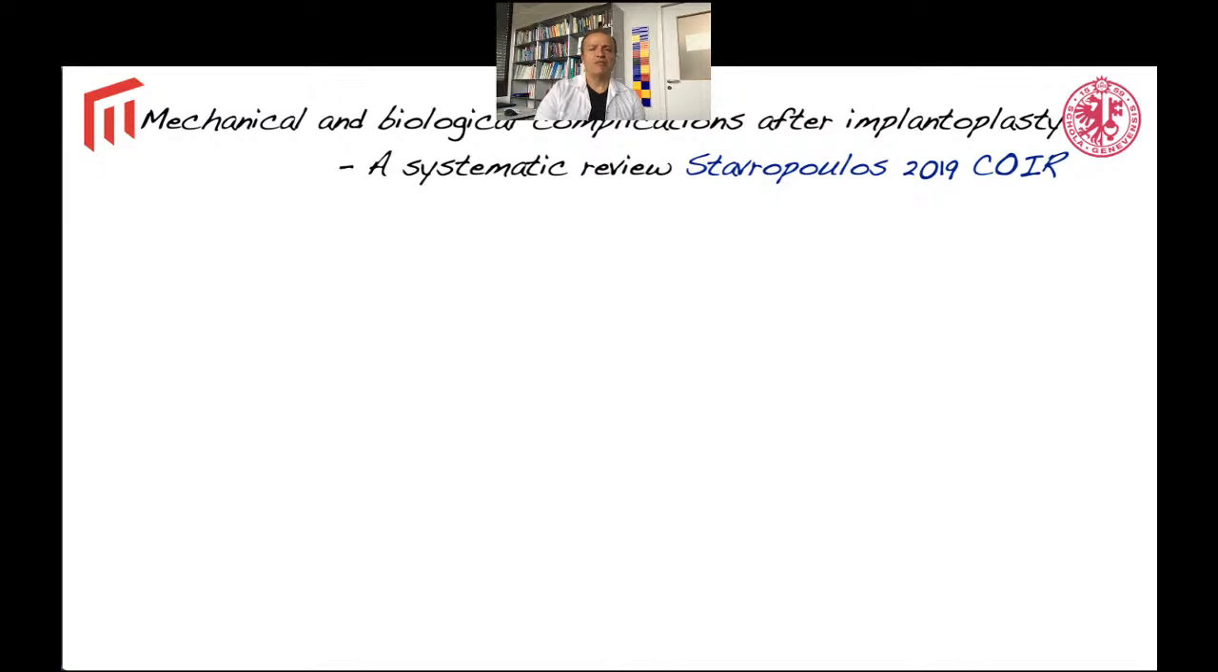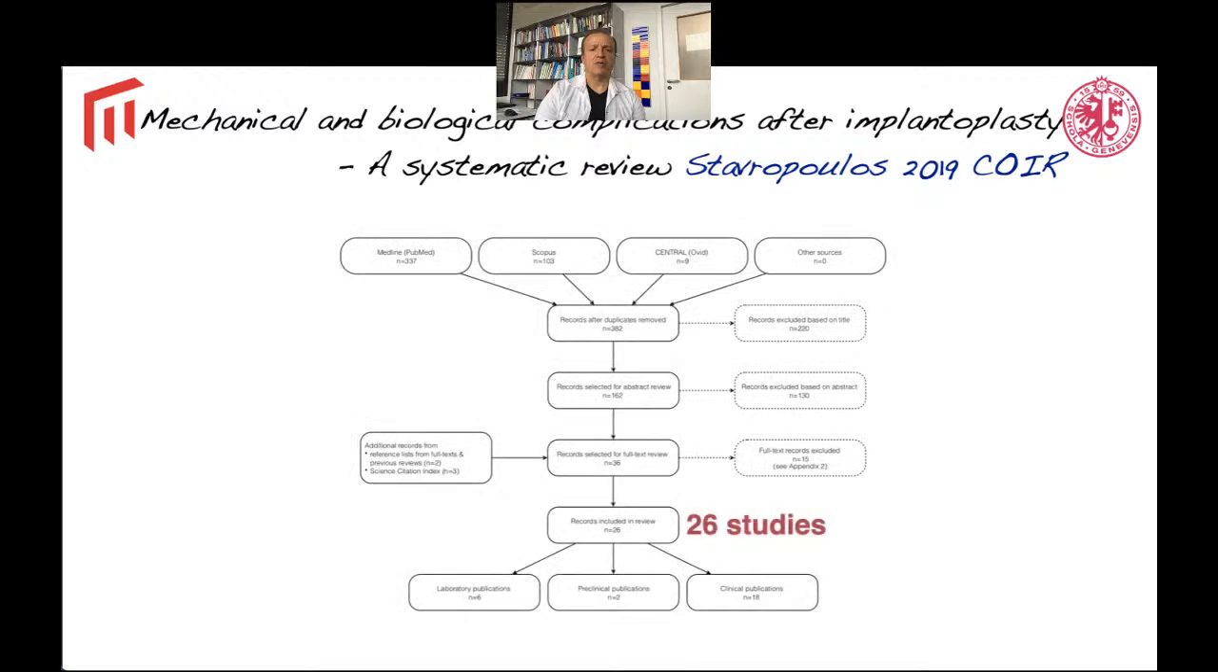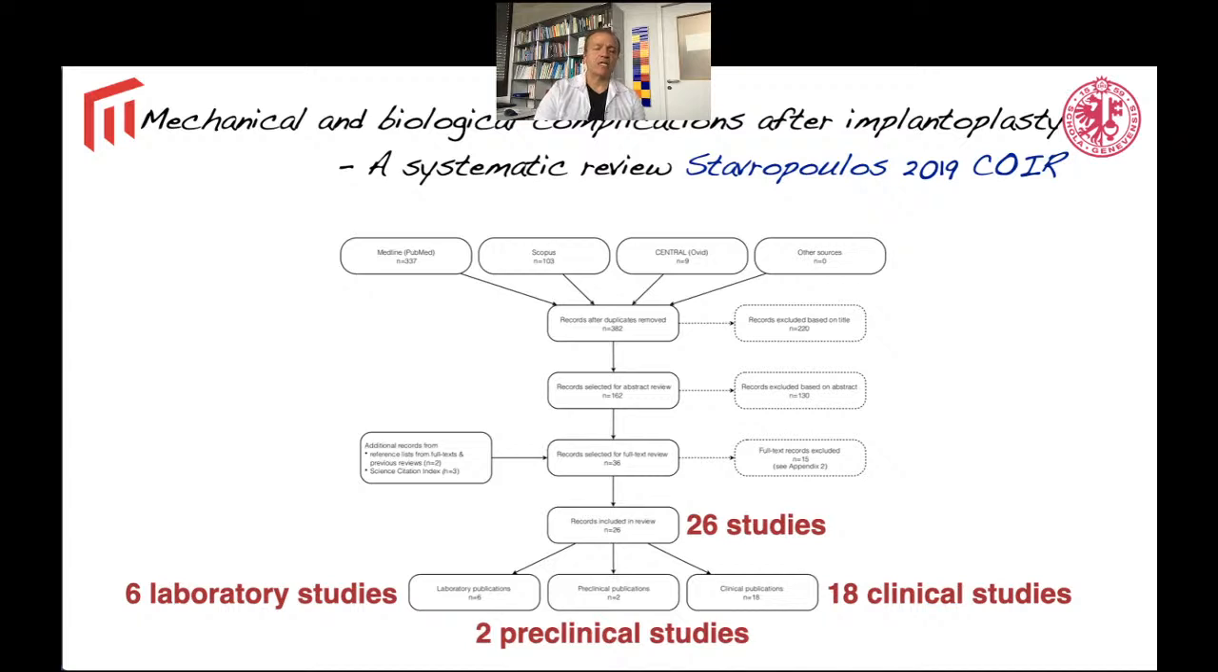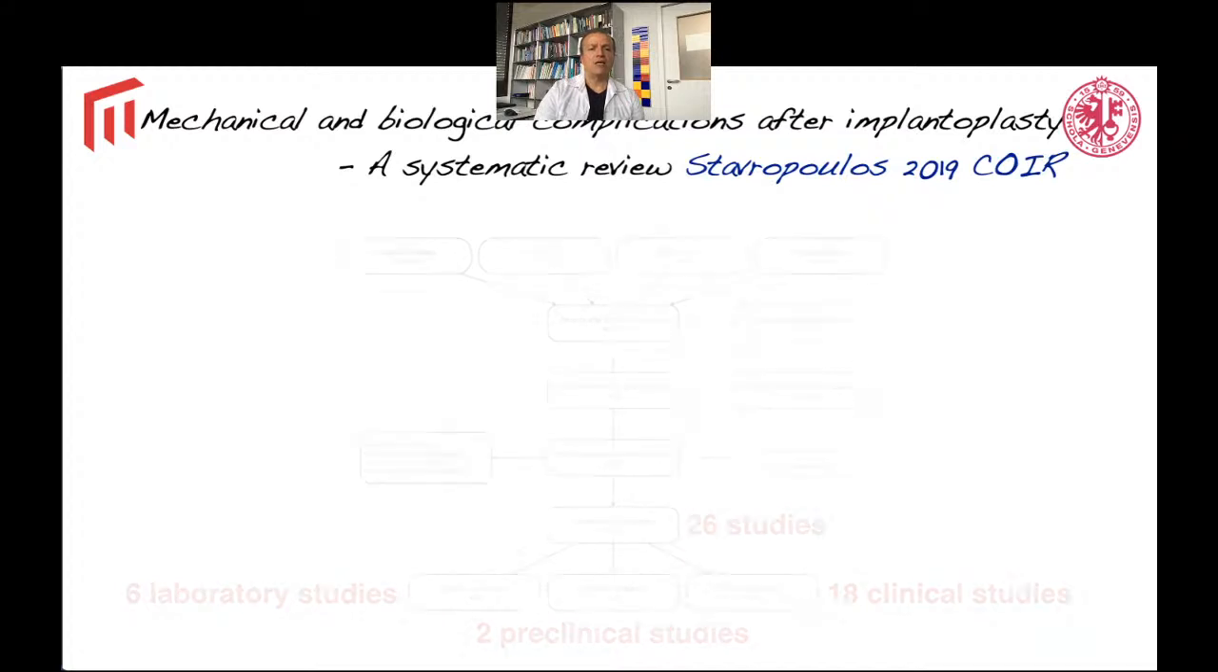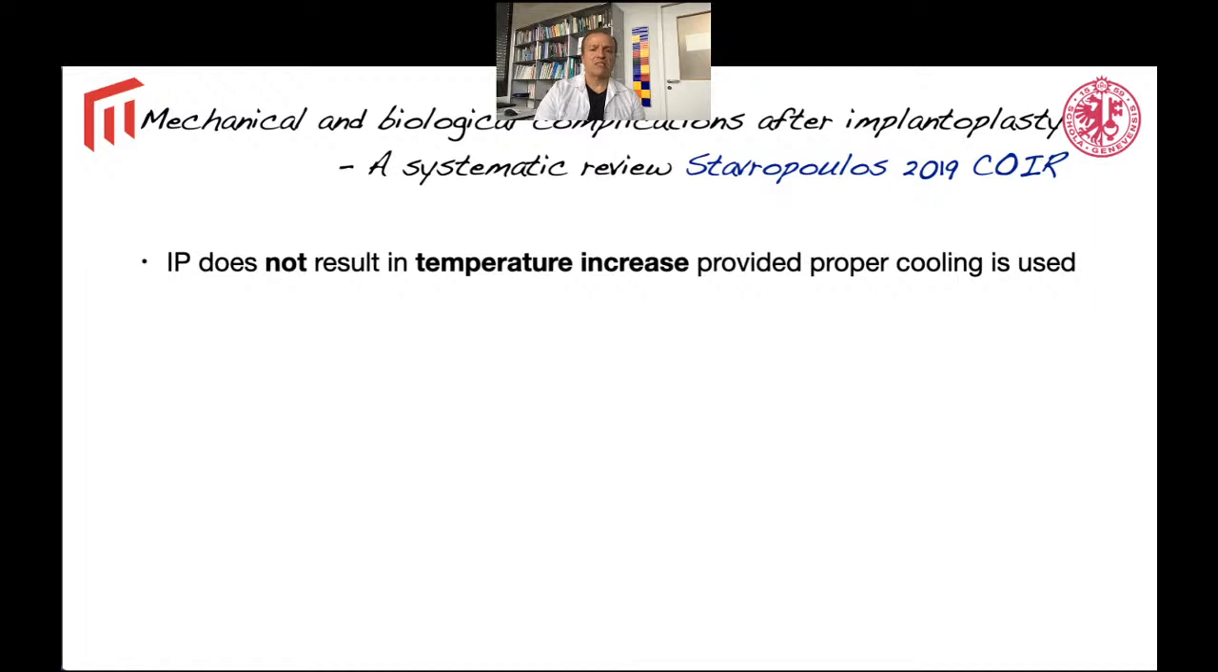Well, we did a systematic review exactly to answer the question of whether there are complications, biological or mechanical, after implantoplasty, and we were quite inclusive, so we collected whatever studies there were out there, laboratory studies, preclinical studies, or clinical studies reporting on implantoplasty. In a nutshell, here are the results. Implantoplasty does not result in temperature increase provided that you use proper cooling, so your normal surgical handpiece with sterile saline irrigation.